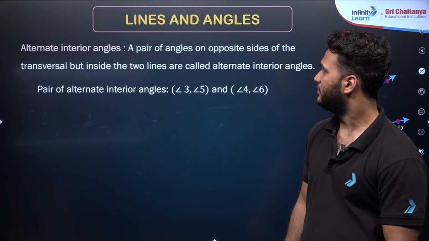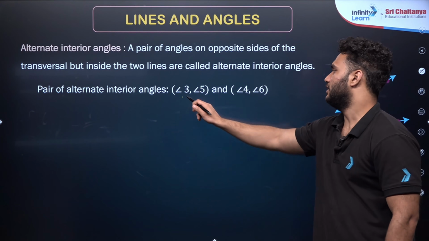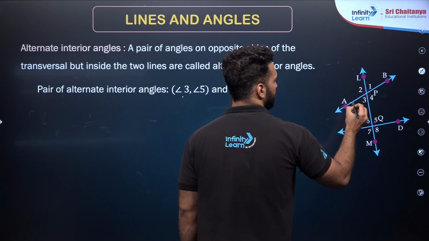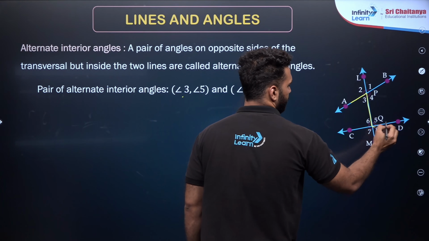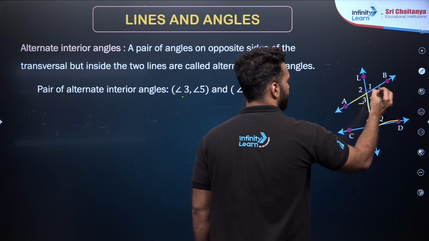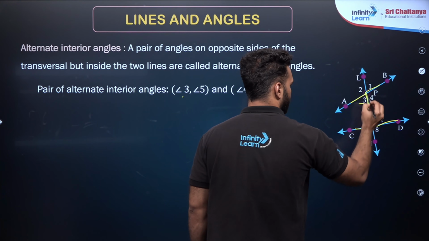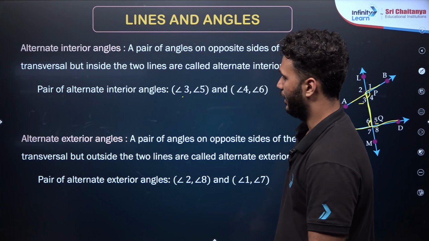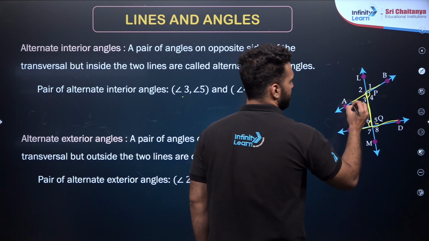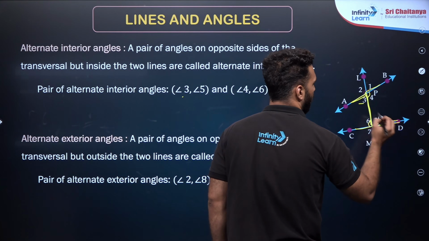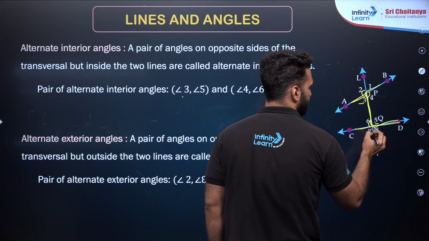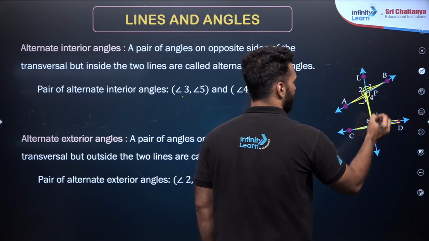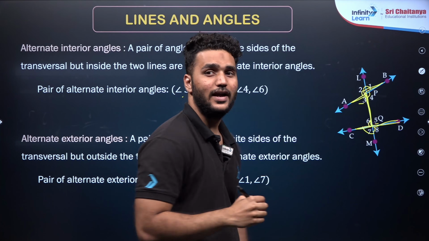Any doubt till yet? Alternate interior angles: 3 and 5. In this case, see this Z, 3 and 5, and another Z, 4 and 6. Is it clear? Okay, now exterior angles. Now this Z, what you see outside of this one and this one, 2 and 8. And for this Z, 1 and 7. So they are alternate exterior angles.